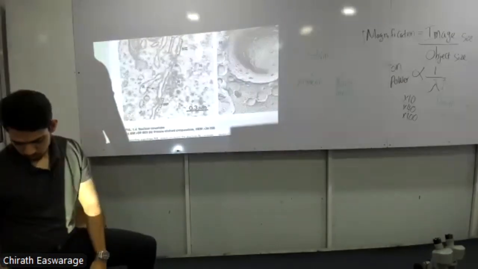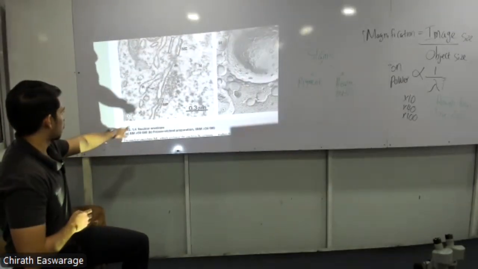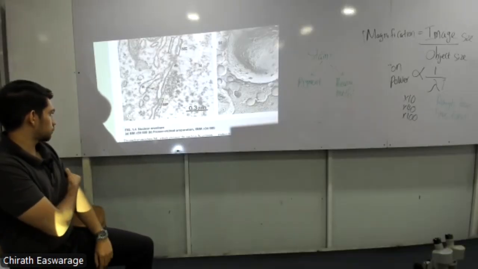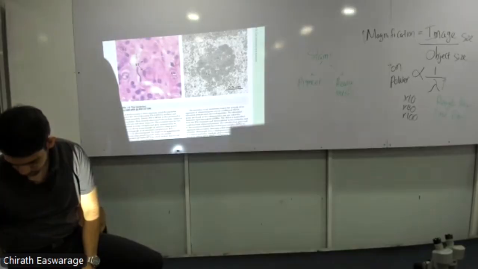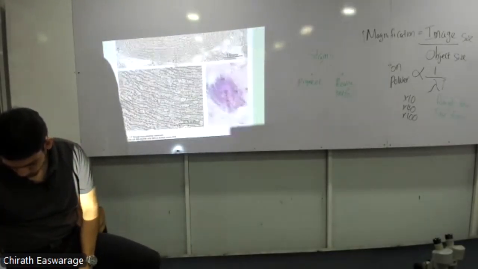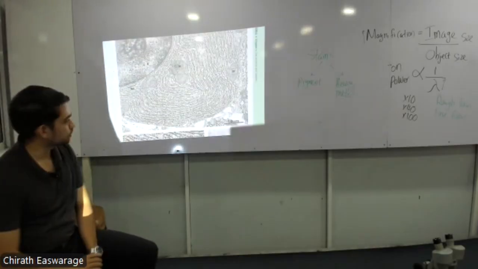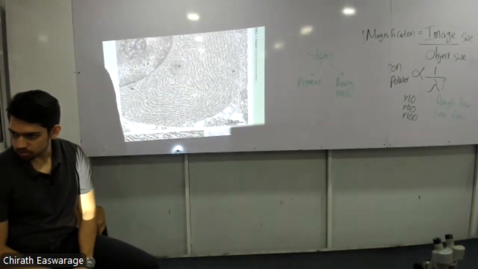Usually, transmission electron microscope has higher magnification. Okay, this is about 59,000 magnification. Okay, transmission electron has somewhat of a larger magnification. These are again transmission electron microscope images. You know what the rough endoplasmic reticulum is?